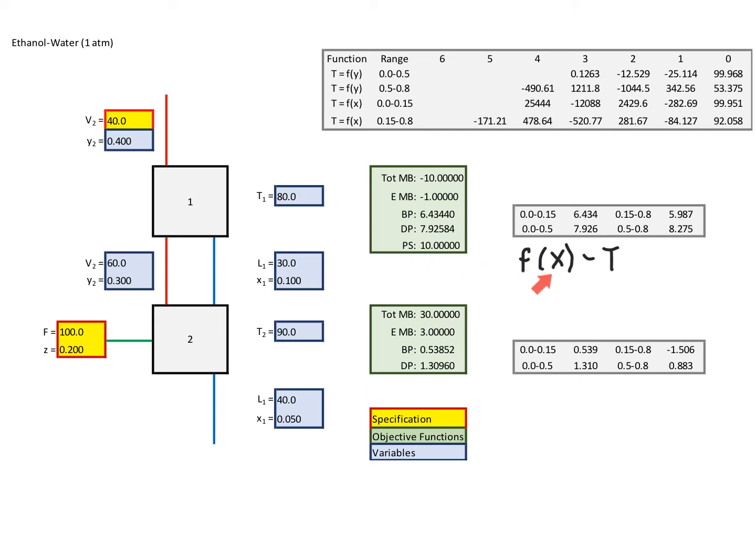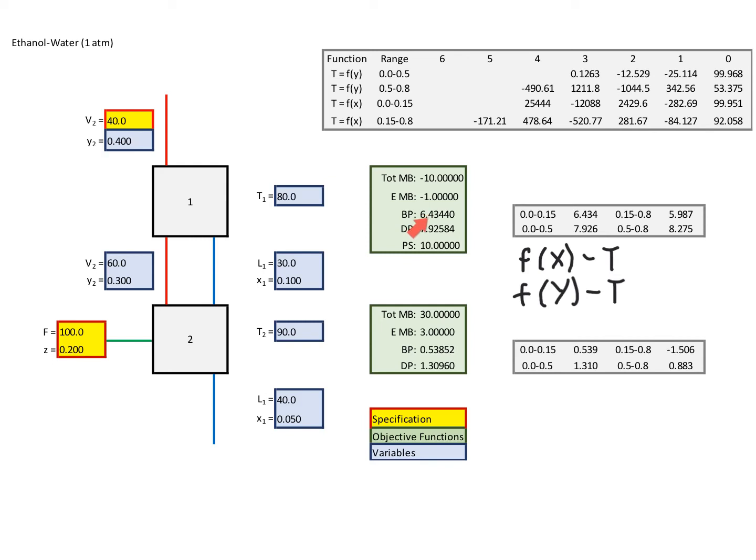If we have the proper value for x in that cell here, then this should be 0. But it's not. Here for the 0 to 0.15 range, and here for the 0.15 to 0.8 range. They're not, because we don't have the correct composition here for this temperature. But we'll be changing that. For the dew points, it'll be exactly the same thing. We'll have a function of y minus the temperature. And does that equal 0?